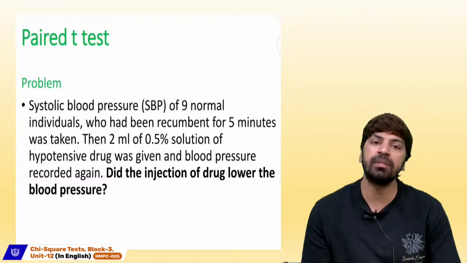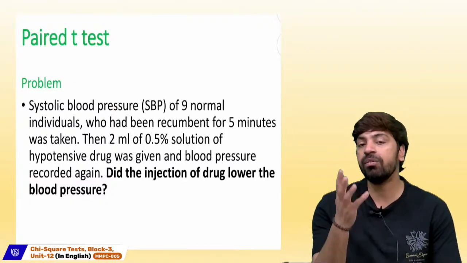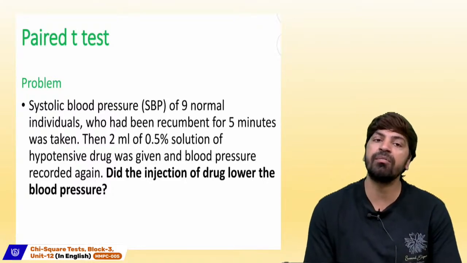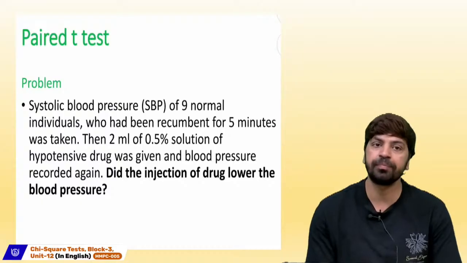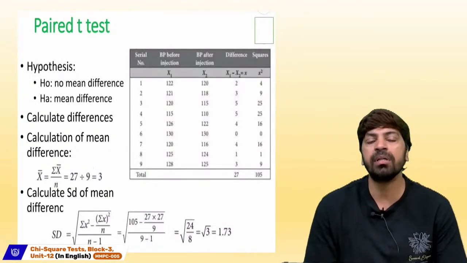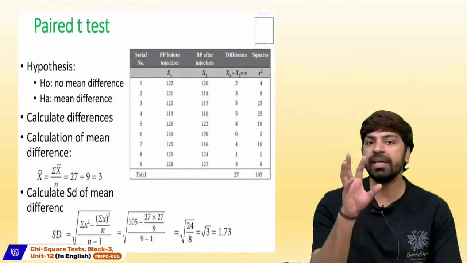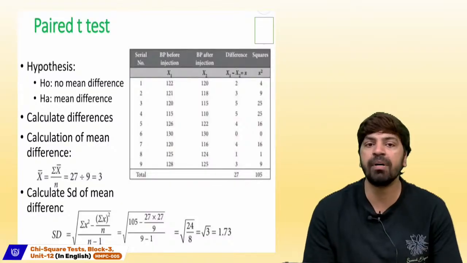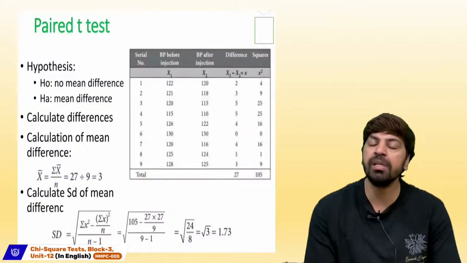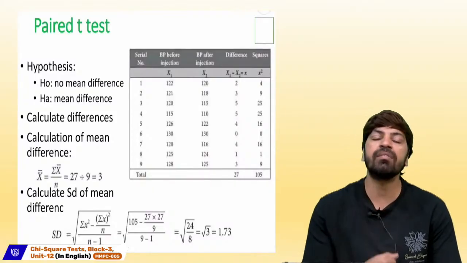We have to compare the calculated value of t with the tabulated value, looking up the significance level, that is 0.05. So this is how the values are given in the question. The values are already given: serial numbers 1 to 9, the blood pressure before injection and the blood pressure after injection.